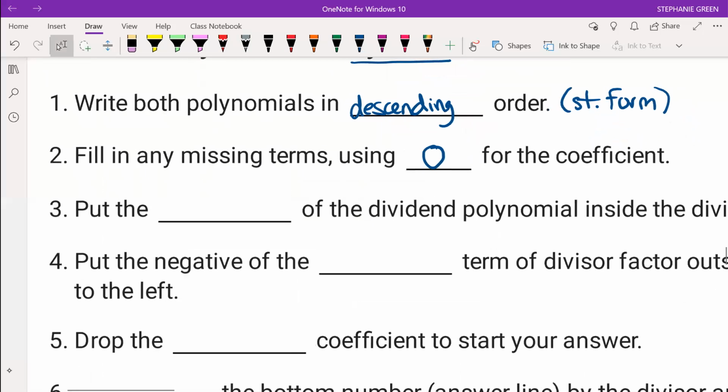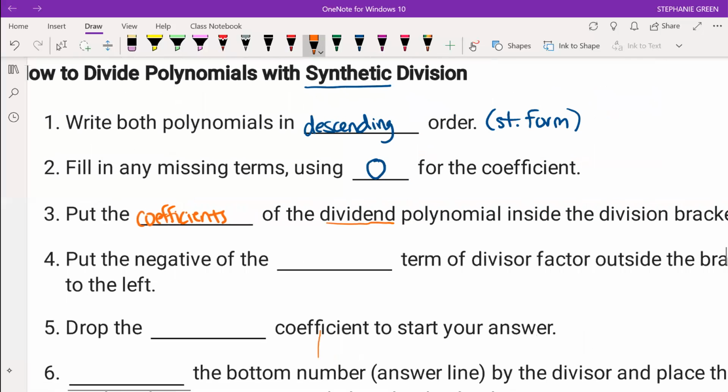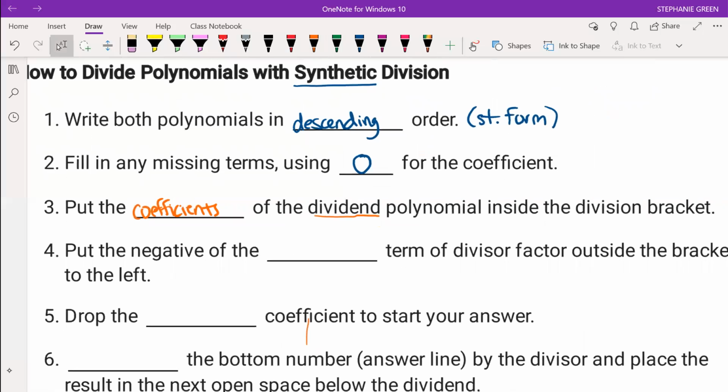Then we put the coefficients of the dividend polynomial inside the division bracket, and I'll show you what that looks like. And we put the negative of the constant term of the divisor factor outside the bracket to the left. So I'm going to stop right there and show you what that looks like.